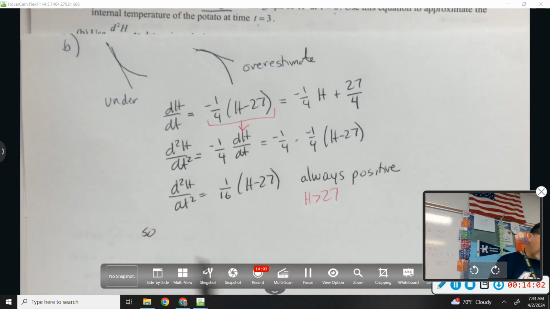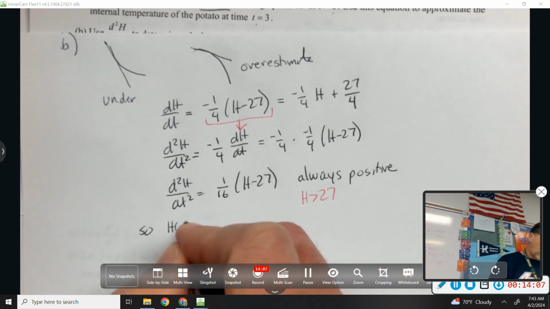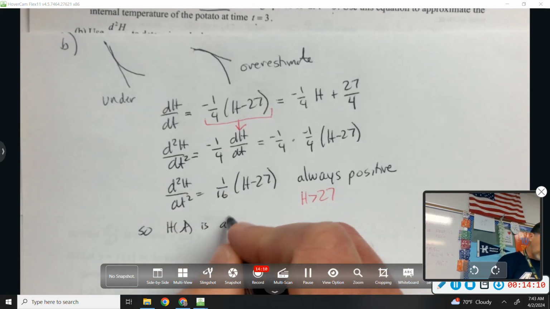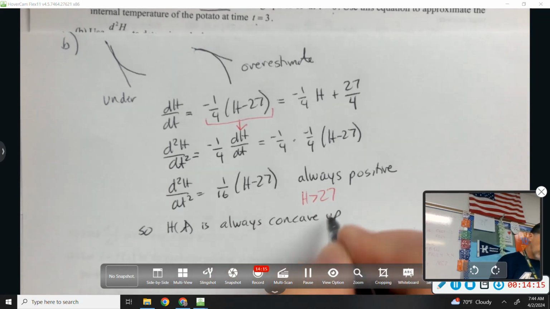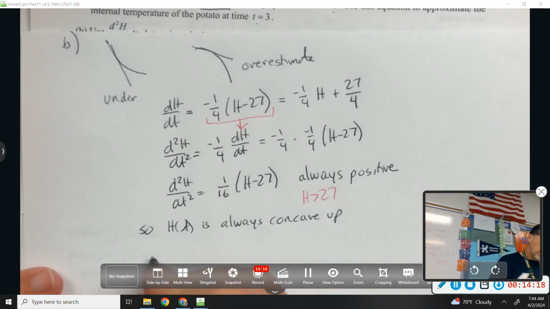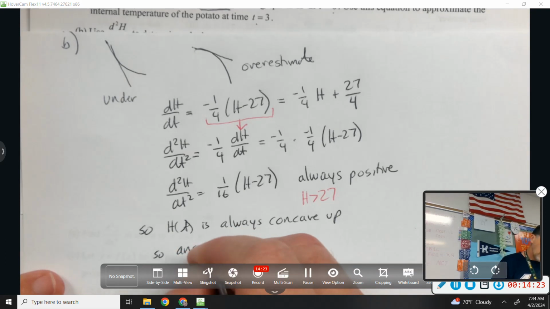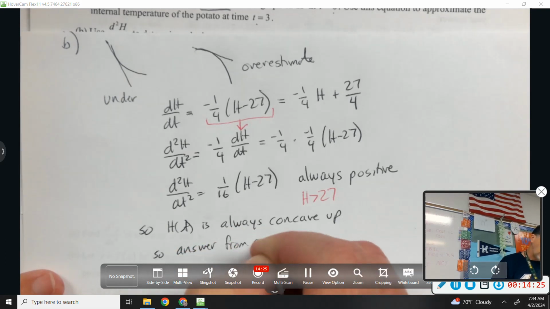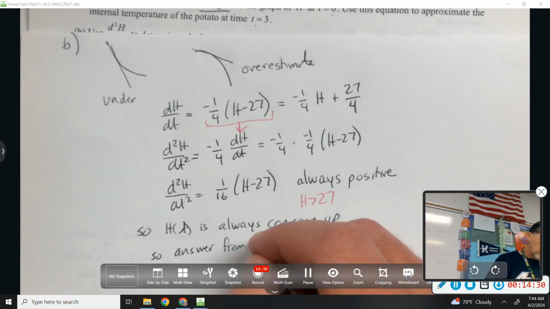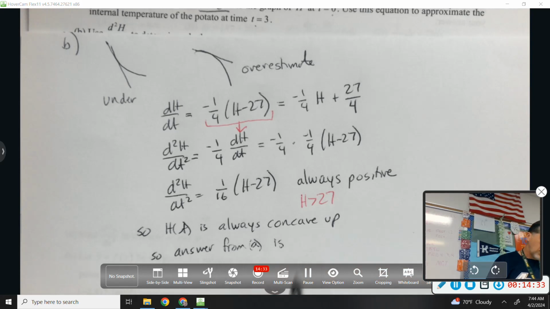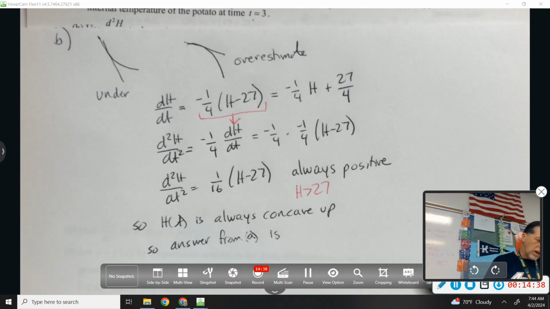So let's spell it out nice and clear for the grader. If the second derivative is always positive, that means h is always concave up. So for the answer from A, we can just phrase it like that, because it wasn't h of 3, it was our approximation for h of 3. So our answer from A is, again, I've got my little pictures to help me remember what this is. So concave up is an underestimate.